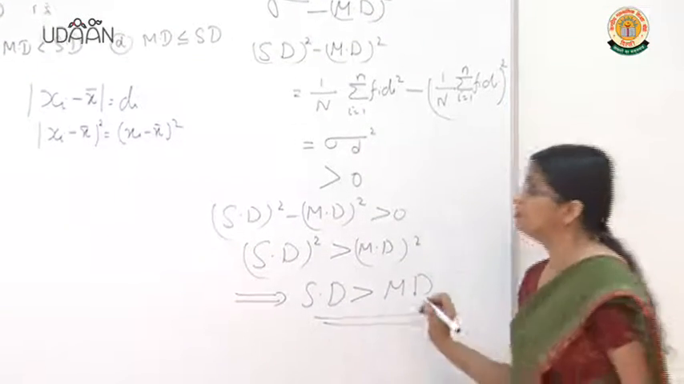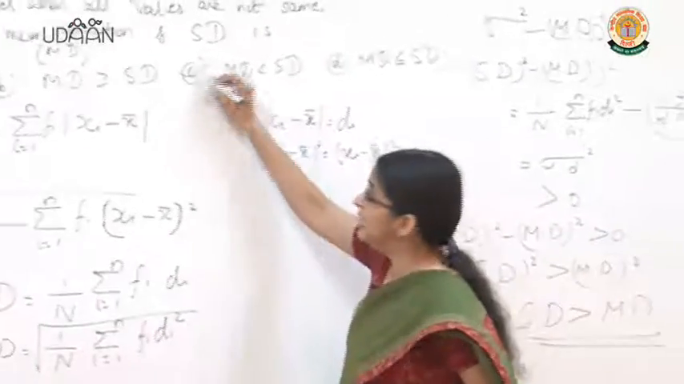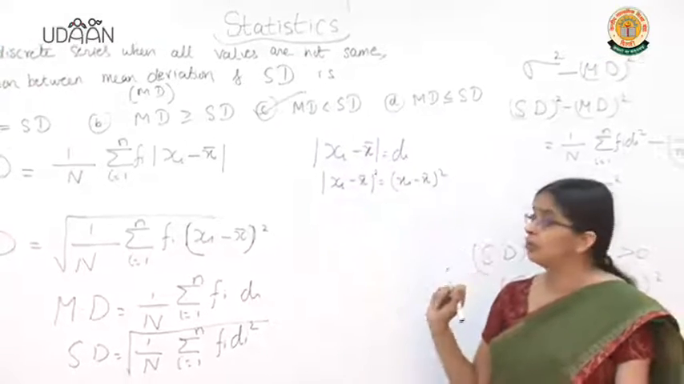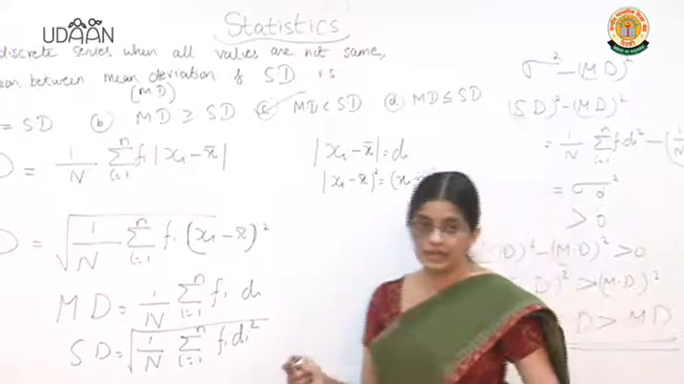Check out the option, which one is correct? Standard deviation is greater than mean deviation, or we say mean deviation is less than standard deviation. Option C is correct. Okay, beta? Let us proceed to the next question.